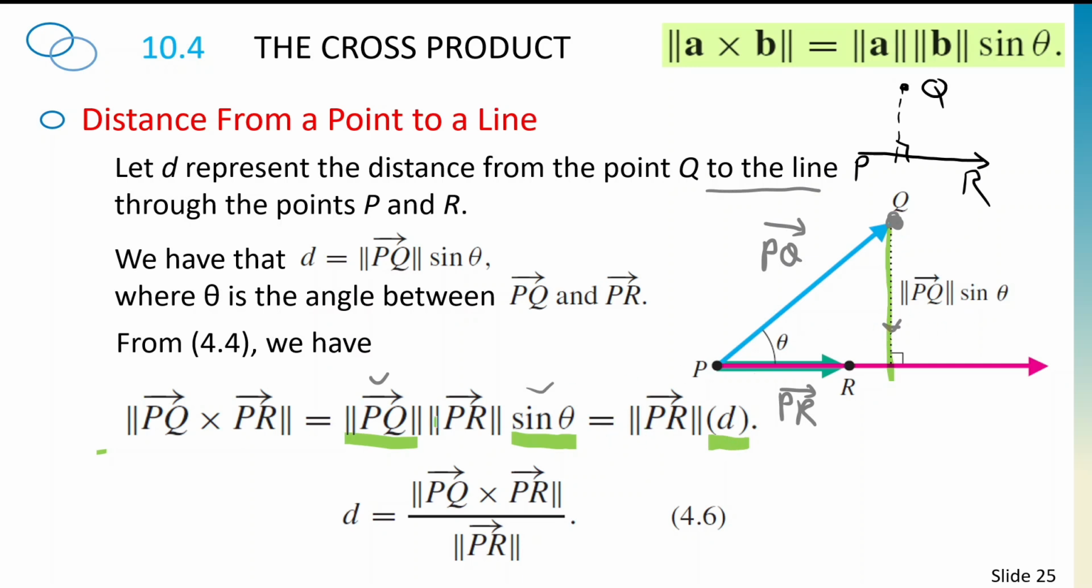Now, finally, the cross product equals the magnitude of PR times the distance D. Solve this equation for D. This is the result we have. So from now on, this is the rule that we can use to find the distance. No need to worry again about how we found these rules. I'm not going to ask you about the proof, but it's good to learn where they came from. So basically, this is the idea of the distance between a point and a line. It equals the magnitude of the cross product of the two vectors PQ, PR, divided by the magnitude of PR.